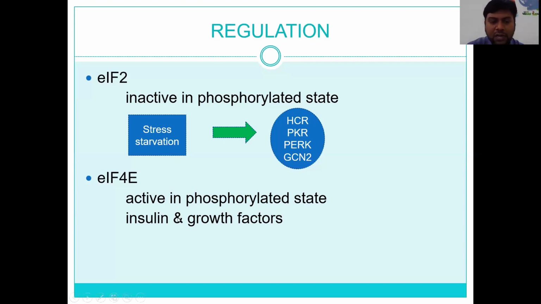Apart from activating 4E directly, insulin and growth factors will also inhibit 4E binding protein 1, which is actually an inhibitor of 4E. So a double negative, inhibition of an inhibitor, leads to activation of factor 4E. This is how the translation process is regulated in our body. With this we are completing the process.